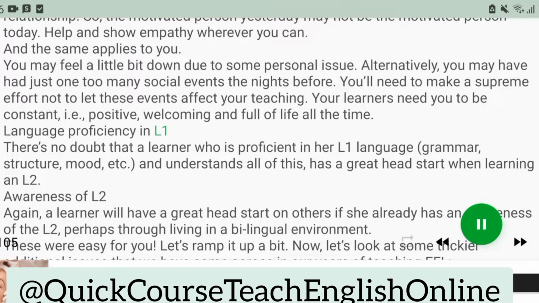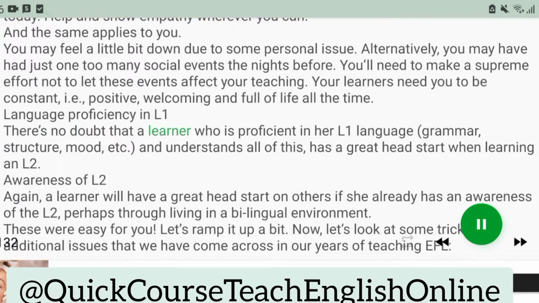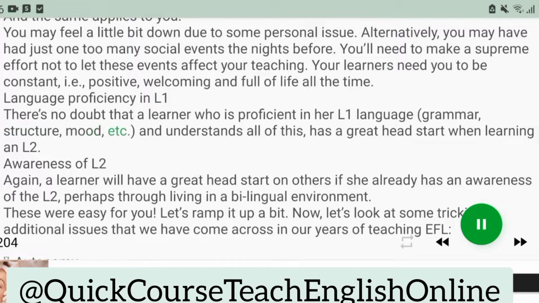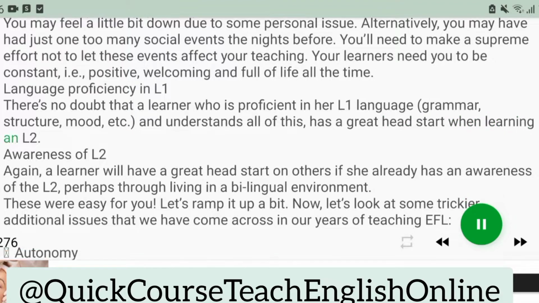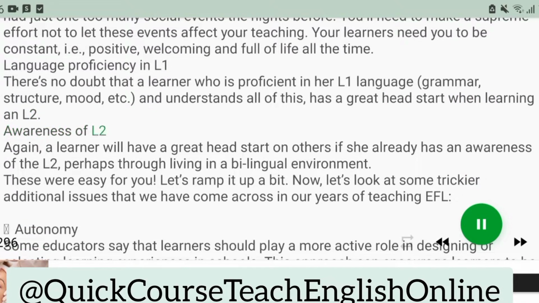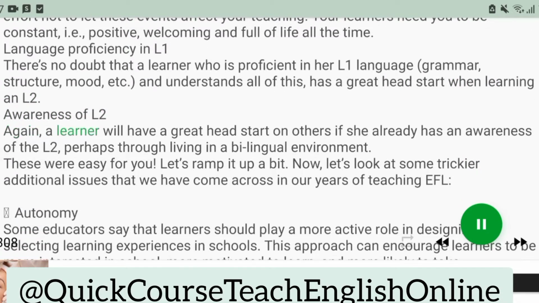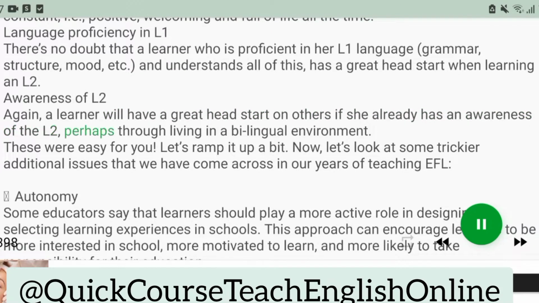Language proficiency in L1. There's no doubt that a learner who is proficient in her L1 language grammar, structure, mood, etc., and understands all of this, has a great head start when learning in L2. Awareness of L2. Again, a learner will have a great head start on others if she already has an awareness of the L2, perhaps through living in a bilingual environment.